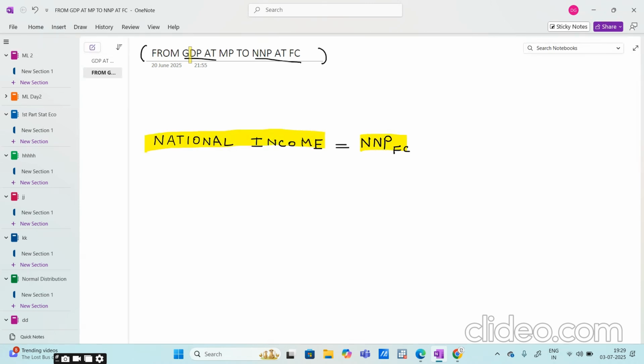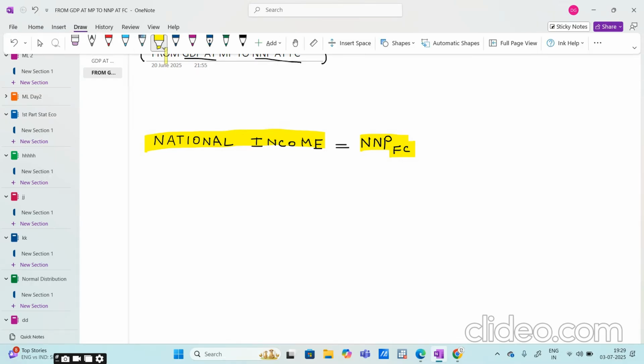We know there are multiple terminologies. In the previous lecture we discussed that there are terms like GDP at factor cost, GDP at market price, NDP at factor cost, NDP at market price, etc. Now there might be a question: which one is the national income? Is it GDP at market price? Is it GNP at market price? Is it GNP at factor cost? Is it NDP at factor cost? Is it NNP at factor cost? The answer is that NNP at factor cost is basically termed as national income.